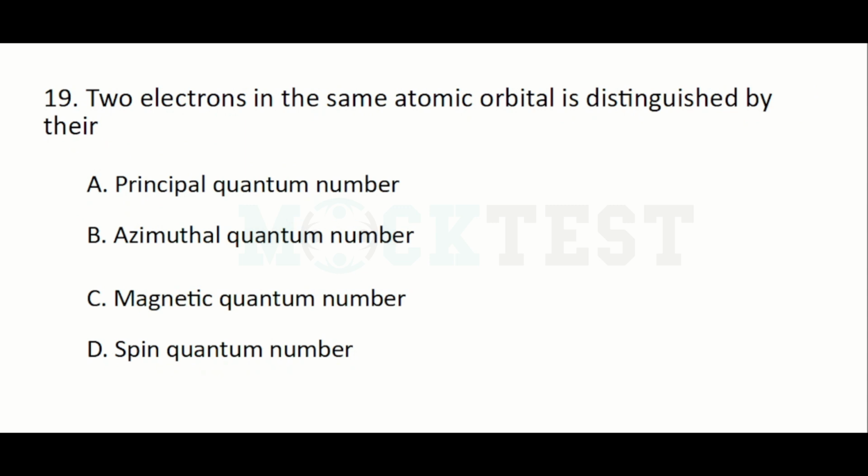Two electrons in the same atomic orbital is distinguished by their option A principal quantum number, option B azimuthal quantum number, option C magnetic quantum number, option D spin quantum number. Two electrons in the same atomic orbital is distinguished by their spin quantum number.